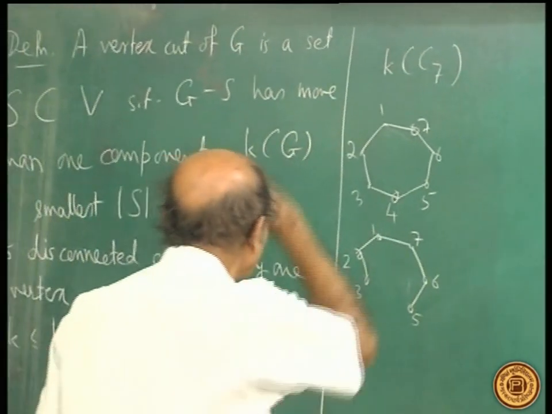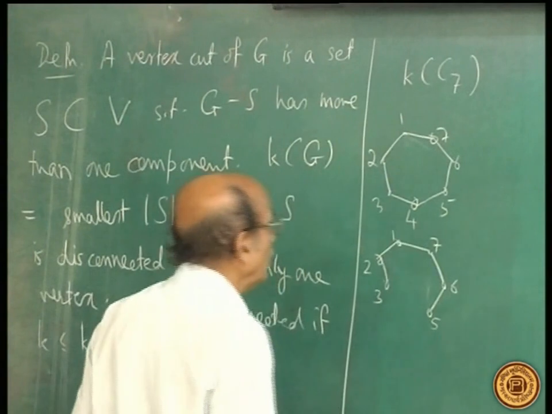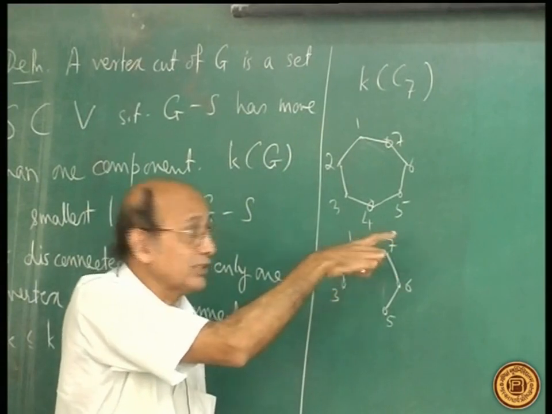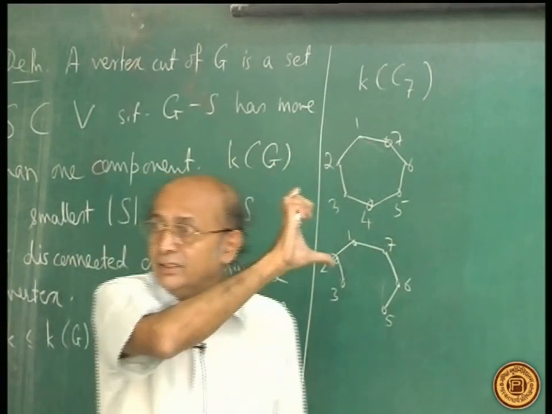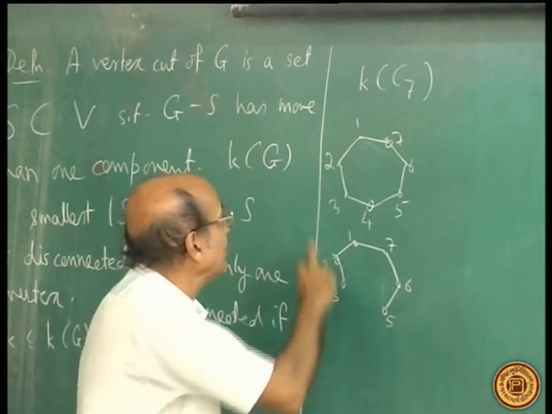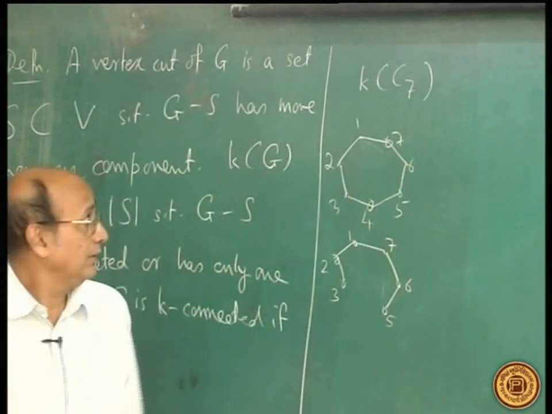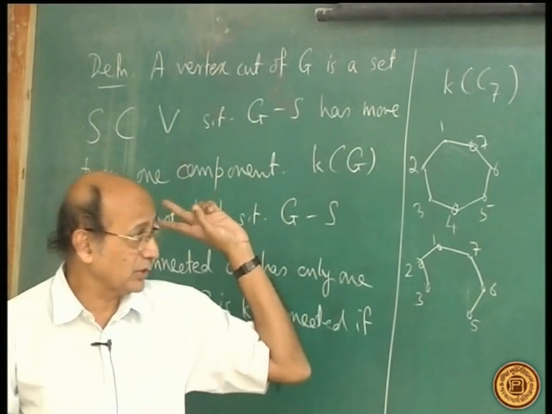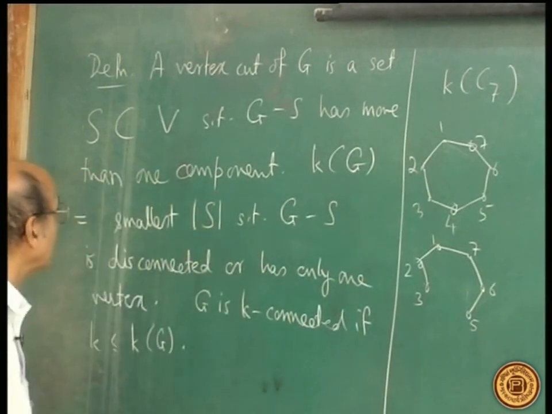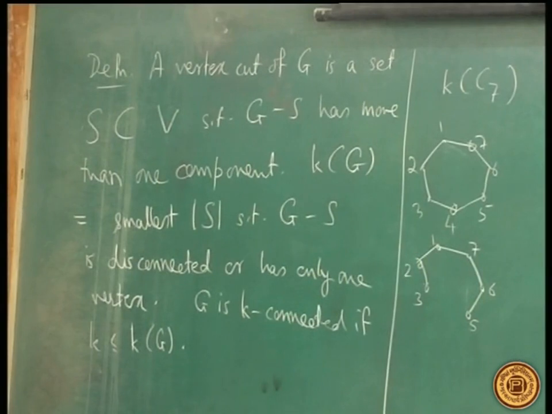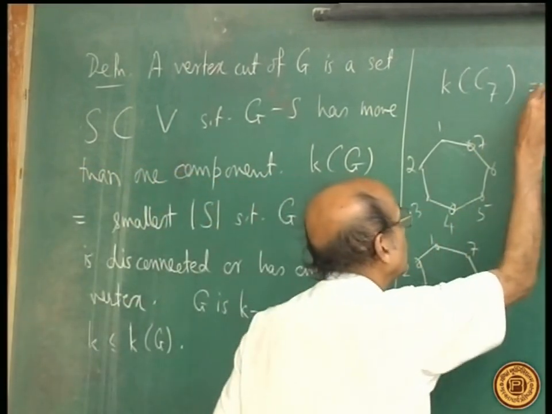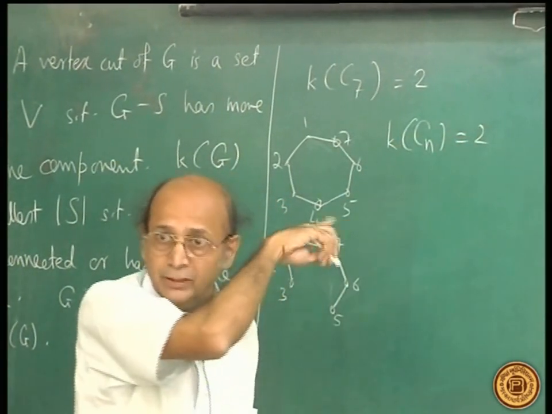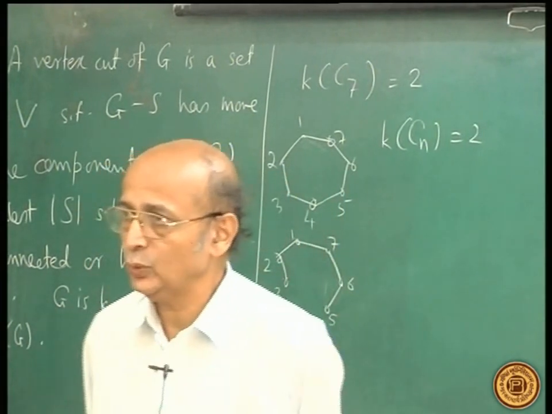So of course you should not be removing 3 and 4. That's not a vertex cut, because the remaining portion is still connected. So you have to choose your vertices properly. Something like 3 and 6 form a vertex cut, or 1 and 5, or 2 and 4. Any one of these forms a vertex cut. So the minimum size of a vertex cut is 2. Therefore, the connectivity of C7 is 2, or for that matter, any cycle has connectivity 2.